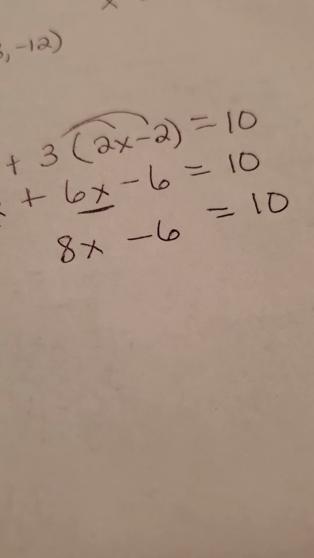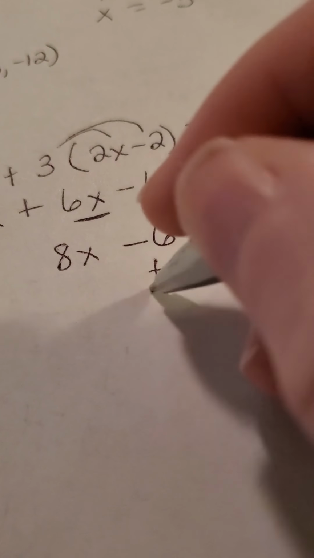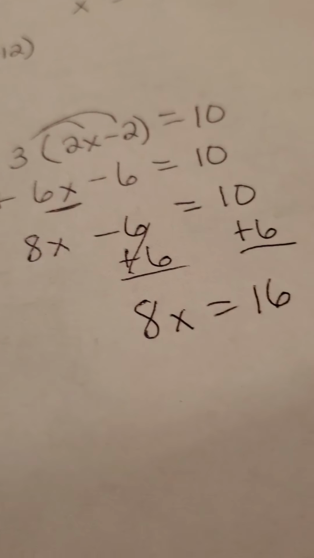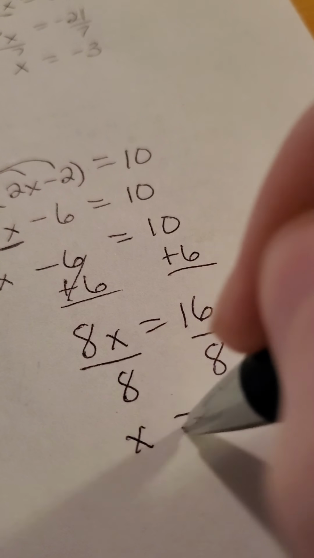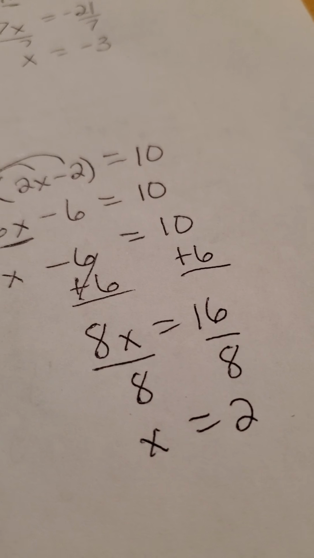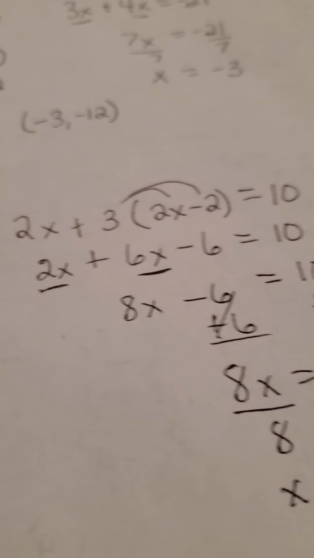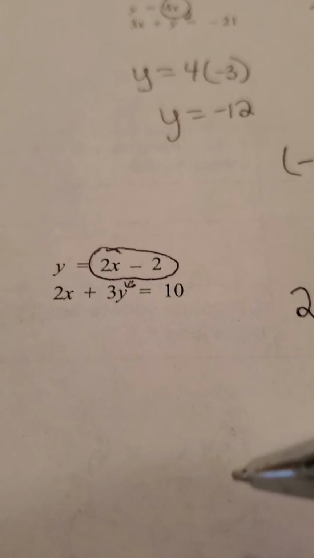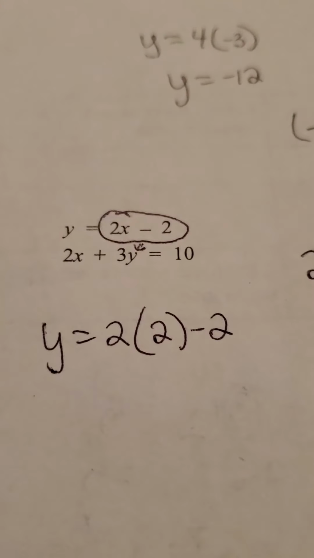Now I got my two-step equation, so I'm going to do plus 6 and get 8x equals 16. And then I'm going to divide by 8 and get x equals 2. Alright, almost there. Now remember, I got to plug that 2 into this part where I get what y equals. So I'm going to say y equals 2 times 2 minus 2. A lot of 2's right there.